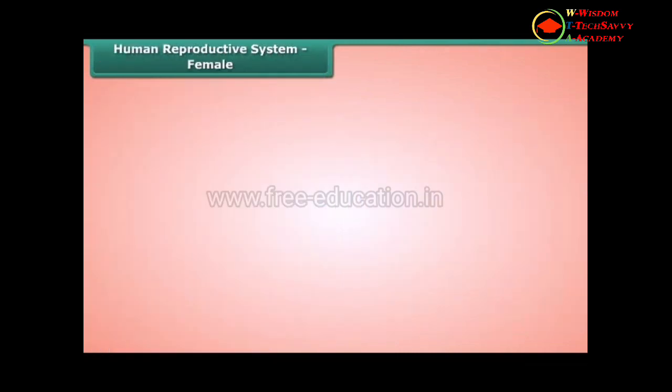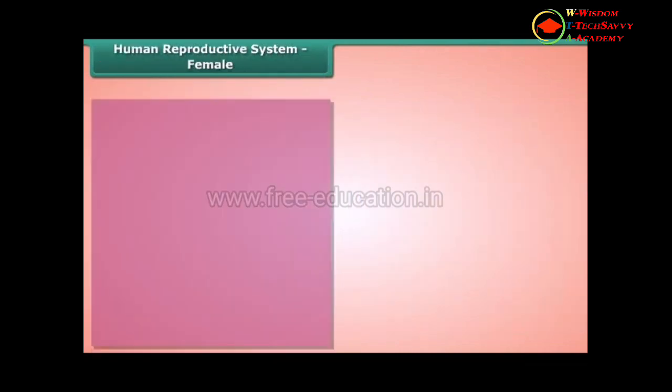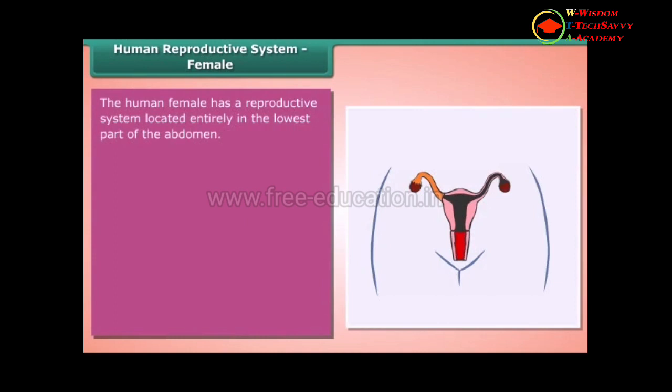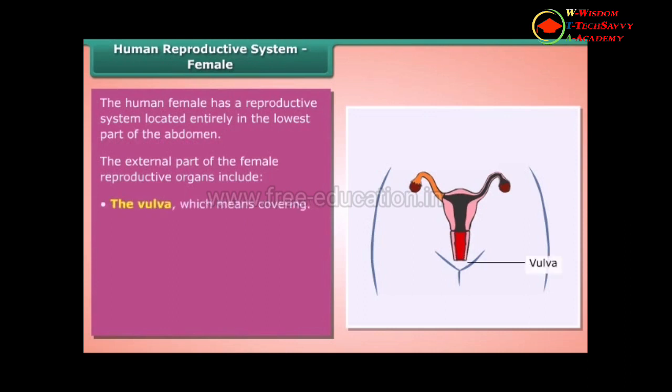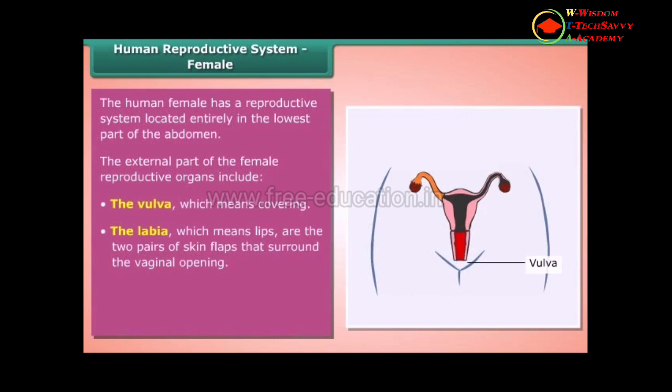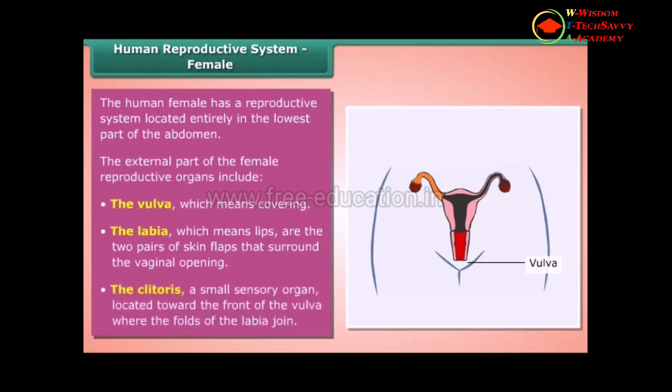Human reproductive system. Female. The human female has a reproductive system located entirely in the lowest part of the abdomen. The external parts of the female reproductive organs include the vulva, which means covering, and the labia, which means lips, the two pairs of skin flaps that surround the vaginal opening. The clitoris is a small sensory organ located toward the front of the vulva where the folds of the labia join.